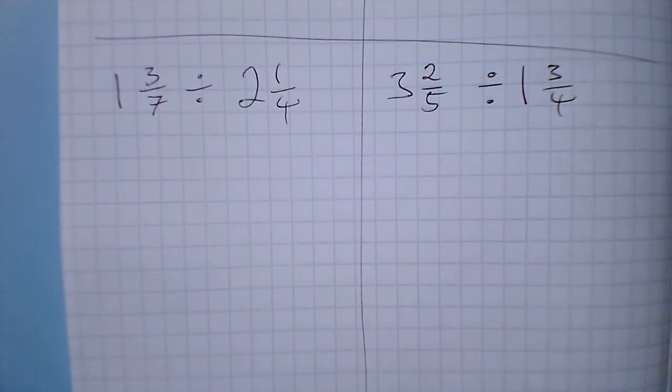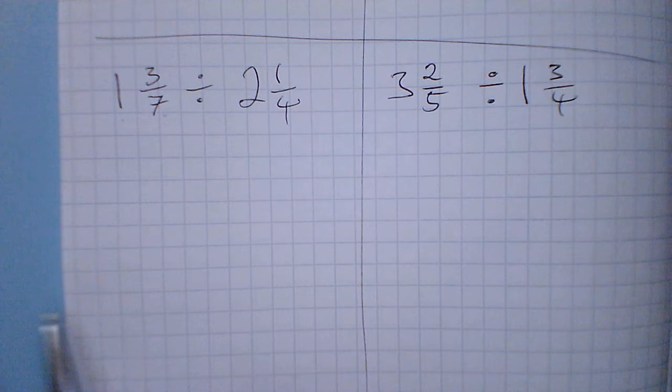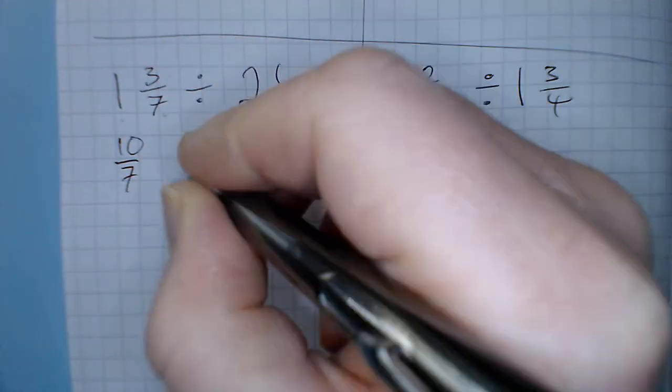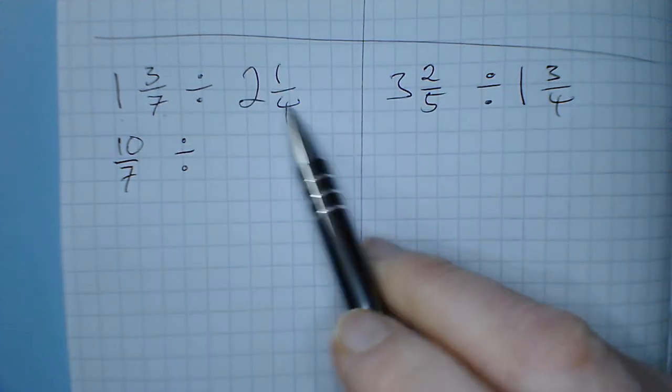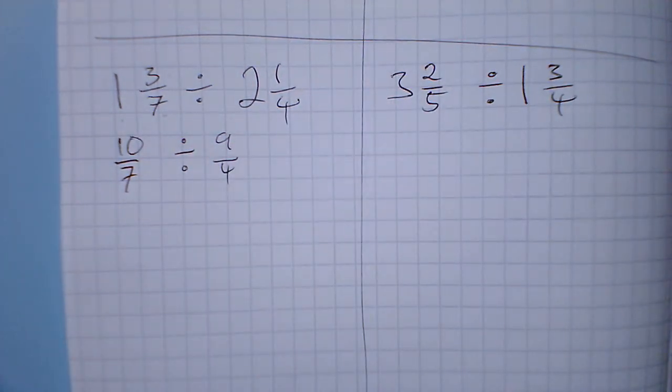It may be necessary to deal with mixed numbers. To deal with mixed numbers, all you do is change the mixed number into an improper fraction and then proceed as you did before. So I'll change 1 and 3/7. I'll say 1 times 7 is 7 plus 3 is 10. So I'll get 10 over 7. And that's divided by 2 4s are 8 plus 1 is 9. So 9 over 4. I've rewritten the sum. Nothing has changed though, just in a different form.